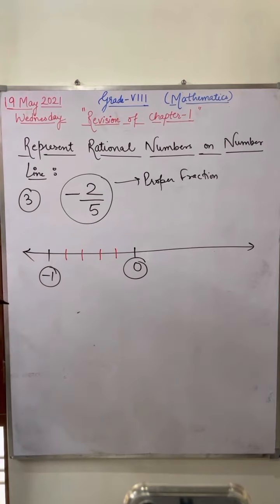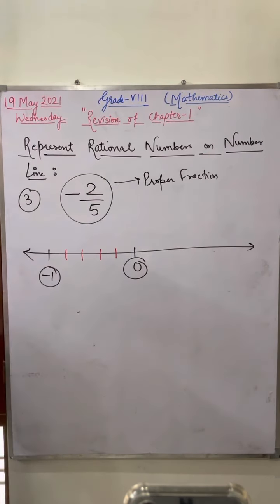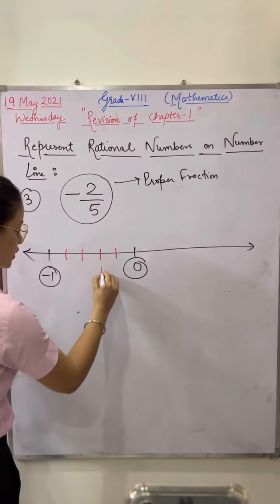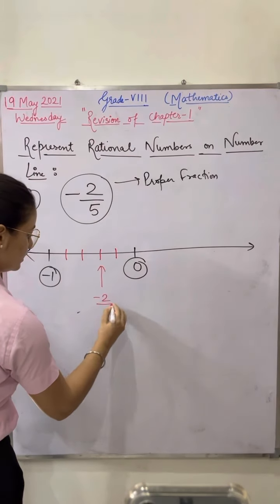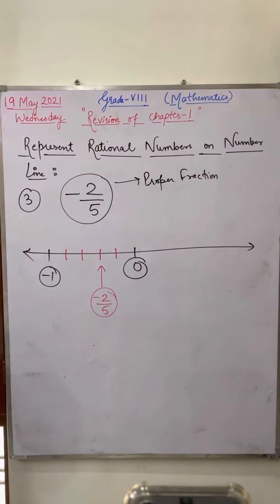Please make this thing clear. Now, which position is your answer? Ma'am, 2. Ma'am, 2 by 5. Okay. Minus 2 by 5. The second position is your answer. Is it clear to everyone now? Clear to everyone now?